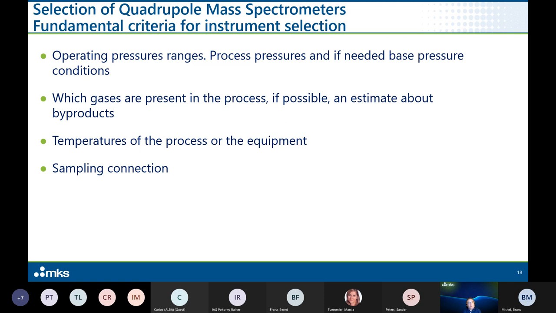Then we need to know which gases are present in the process and which potential byproducts you can have. So which reactions are taking place in your chamber, and that's important for selecting materials, specifying the pumping system, and so on. Temperature is also an important factor. We need to know at which temperature your process is running, because ideally we want to keep the instrument at the same temperature, in order to avoid any adsorption-desorption effects. And you need to pay attention to the sampling connection, where you take the gas from your process.